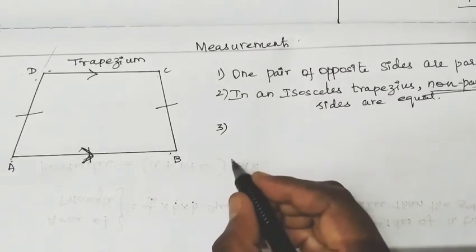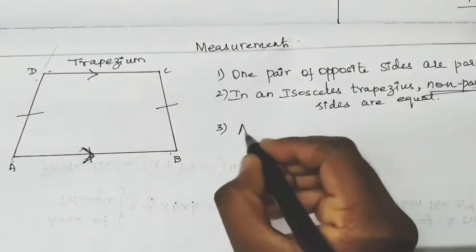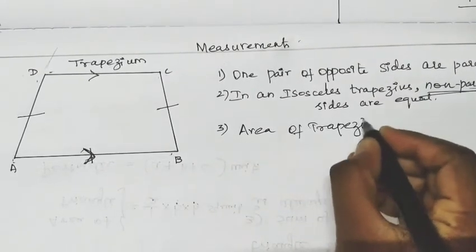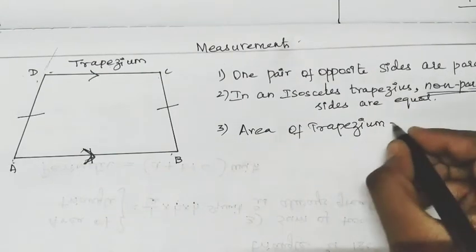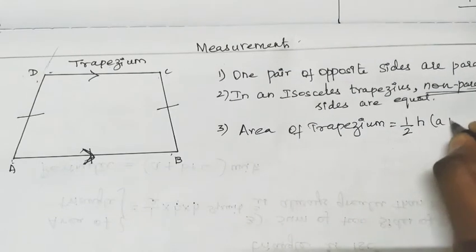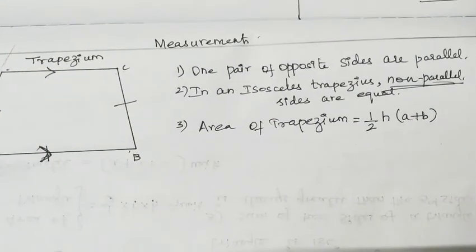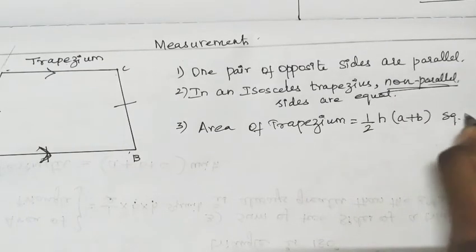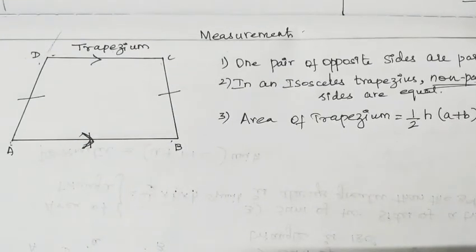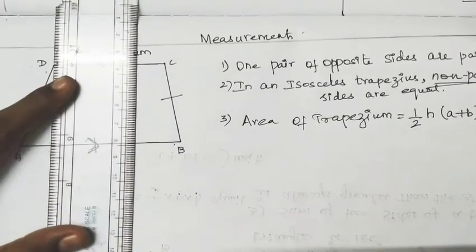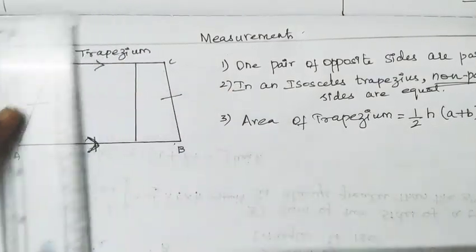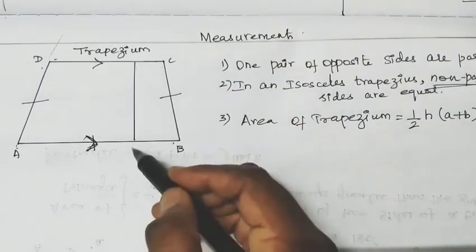Okay. Now the formula to calculate area of trapezium is equals to half into h into a plus b square units. So here h is the height. Height is nothing but the perpendicular line drawn between opposite side, parallel sides. So this is the height, altitude.